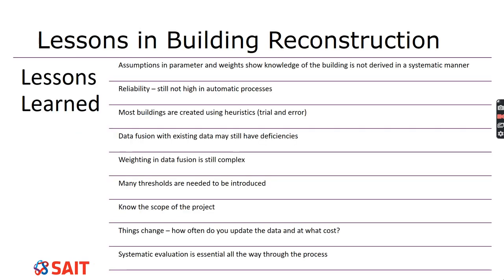So there are a few lessons that have been learned over the years in building reconstruction. These are just some of the things to keep in mind as you're trying to rebuild a building. There are assumptions in parameters and weights, which show that the building is not derived in a systematic manner. So we have to put in all these assumptions before we can actually automatically control what's in the algorithm.